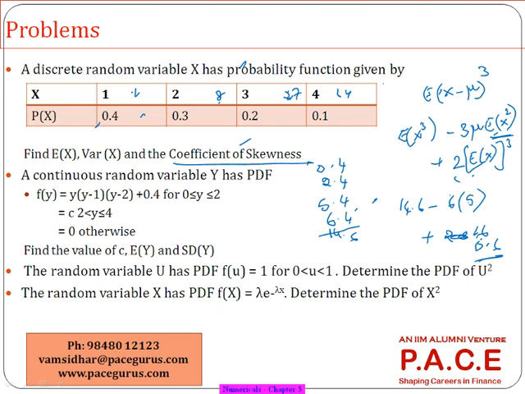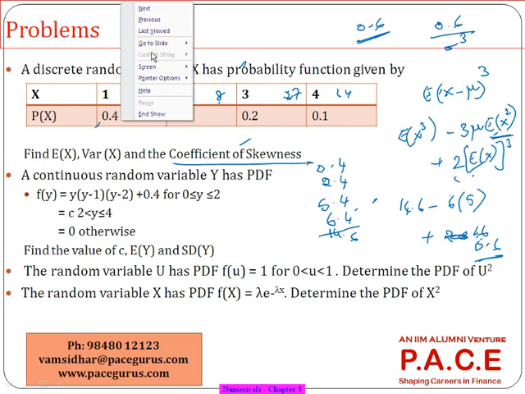Skewness is 0.6. The coefficient of skewness is nothing but skewness divided by the standard deviation whole cube, or variance to the power 3 by 2. Variance we have already got as 1, and 1 to the power 3 by 2 again is 1 only. So you can very well say that the coefficient of skewness is 0.6. Once the coefficient of skewness is 0.6, you may say that it is a positively skewed distribution.